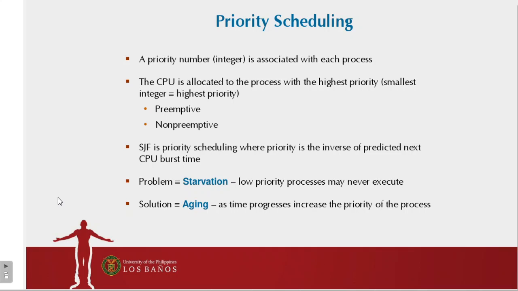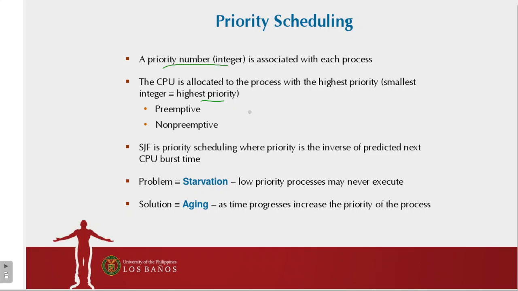Now in priority scheduling, the idea is to assign a priority number, which is essentially an integer, and associate that priority number to a process. And what happens is the CPU is allocated to the process with the highest priority. Now by convention, or actually it differs among operating systems, the smaller the priority number, the higher the priority.